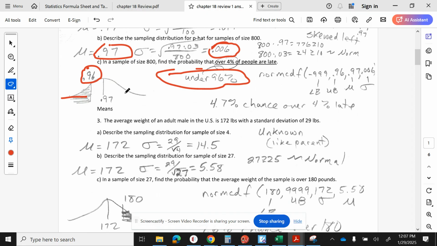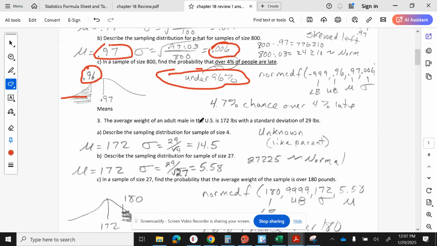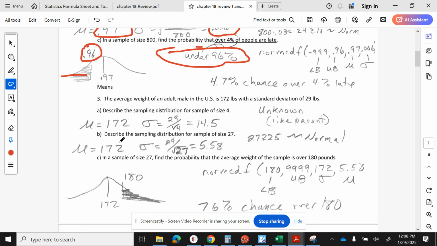But now this next one, we have to use the mean formulas. The mean of x bar is the mean. The standard deviation of x bar is the standard deviation divided by the square root of n. So make sure you change formulas. Now with means, the sample needs to either come from a normal distribution or it needs to be at least 25. So here, the weight of an adult male in the U.S. is 172. Okay, so what do we expect the mean to be? The mean is 172. Center.